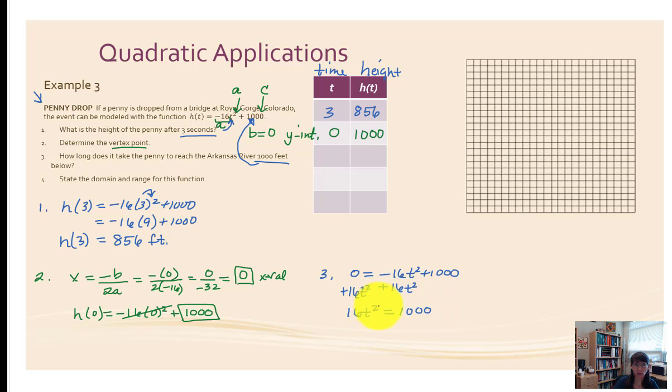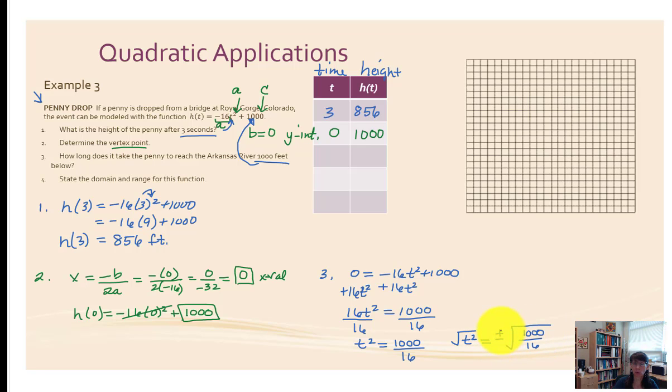We'll just need to undo the squaring of t and the multiplication of 16. So if we start by dividing each side by 16, we'll end up with t squared equals the fraction 1,000 divided by 16. So don't worry about reducing the fraction, because our next step would be to take the square root of each side of this equation. So the square root of t squared is now equal to plus or minus the square root of this fraction.